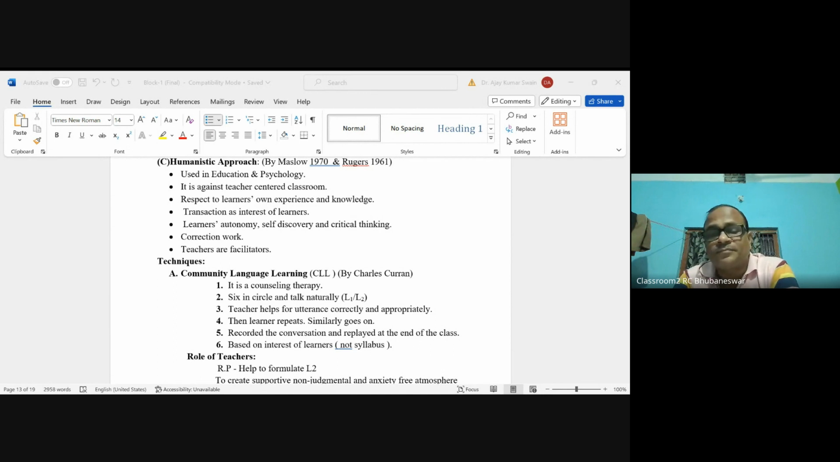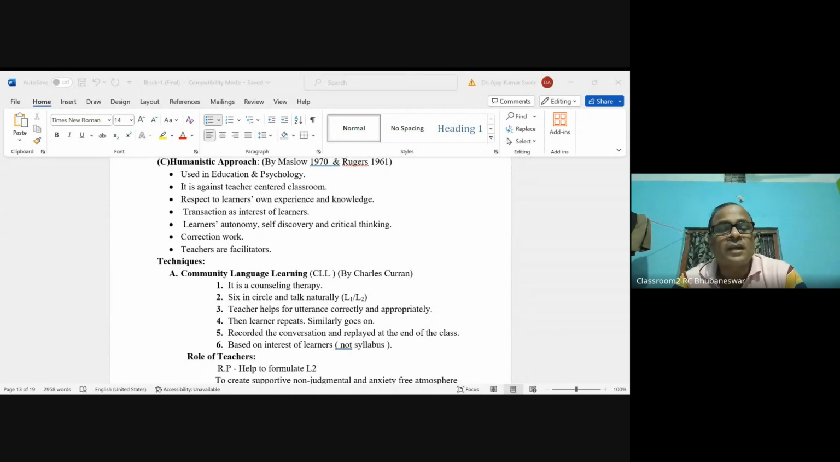Teachers' role is just like the facilitator. They are not the master, they are the facilitator. Different techniques have to follow. One is community language learning. Charles Curran advocated this. Community language learning is very important technique. It is a counseling therapy. This community language learning is related to counseling therapy.